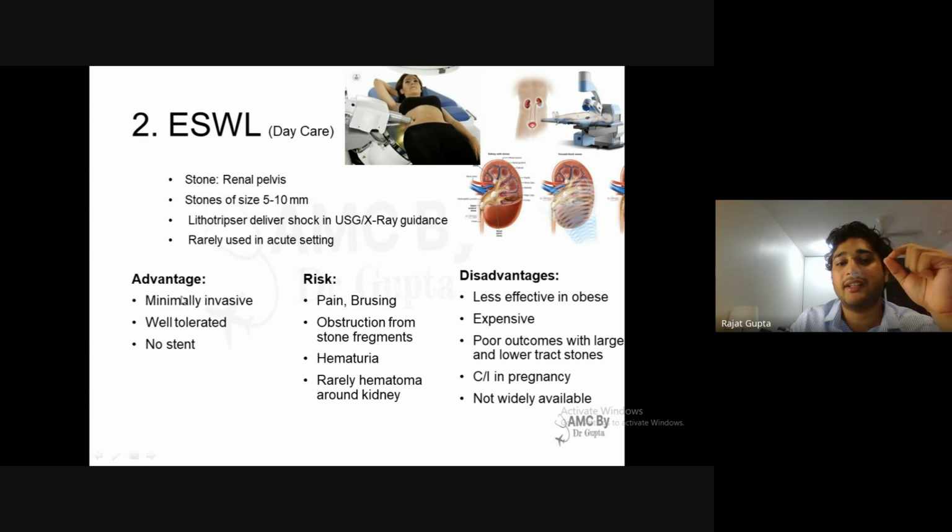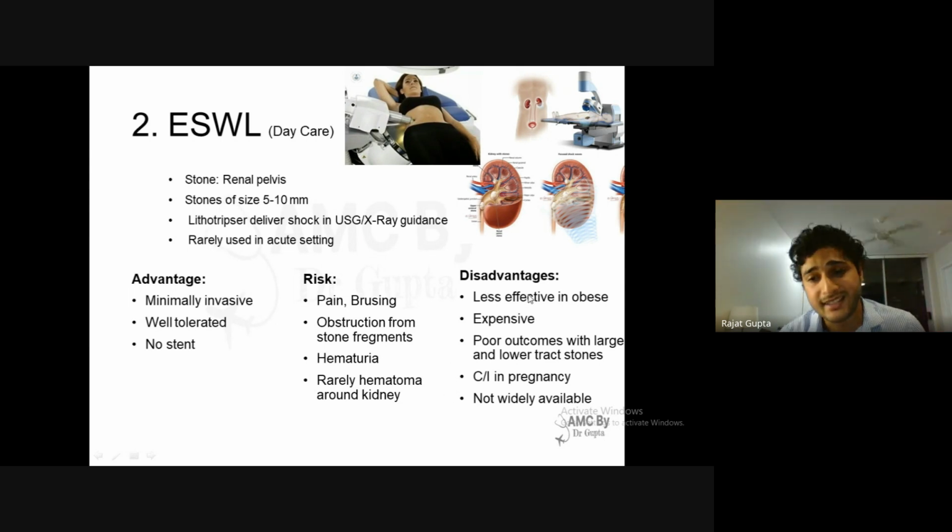What are the advantages? It is minimally invasive. There is no insertion of any scope or anything down there. It is well tolerated and no stent is needed. But the risk is pain and bruising, because it goes very fast, and it can cause hematoma around the kidneys. And as there is no stent, those stone fragments can cause obstruction and sometimes hematuria. So these are the risks.